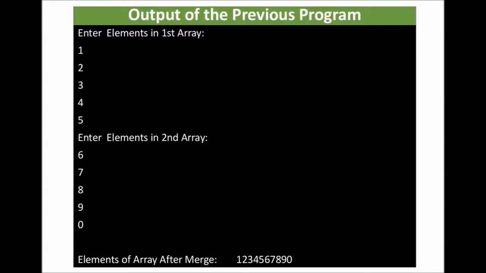So here is the output of our previous program. In the first array a we enter values 1 2 3 4 5, and into the second array we enter values 6 7 8 9 and 0. Then we add these values in the third array c, and this array displays the values 1 2 3 4 5 6 7 8 9 and 0 on the screen.